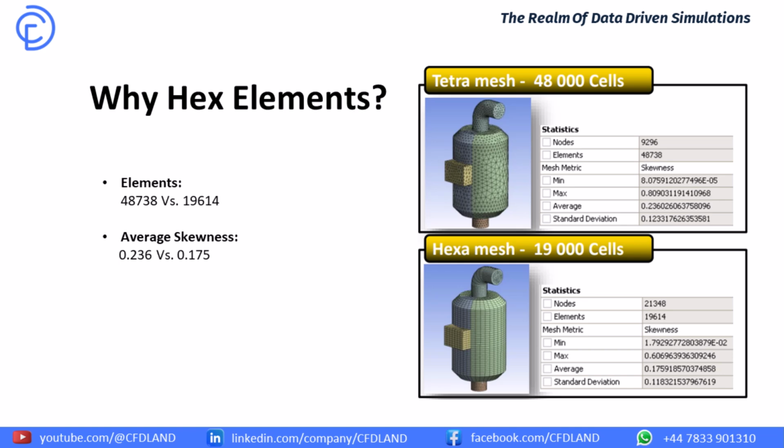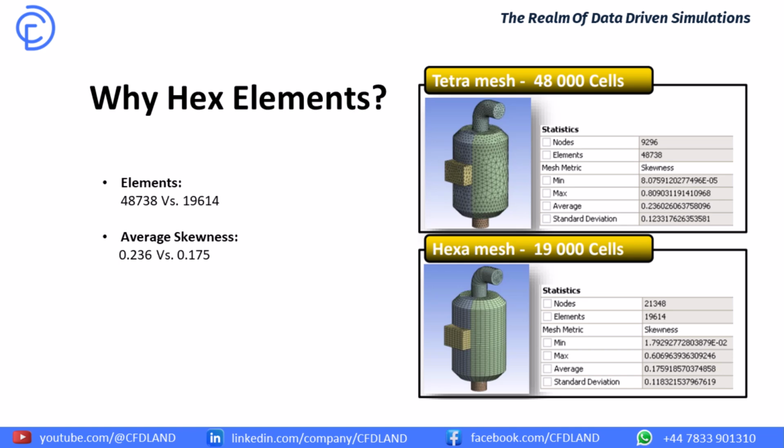This image gives us the perfect answer. Look at the two examples here. On the screen, we have the exact same geometry meshed in two different ways. First, look at the top one. This is a tetra mesh. It's made of tetrahedron elements. To mesh this object, the software needed about 48,000 cells.